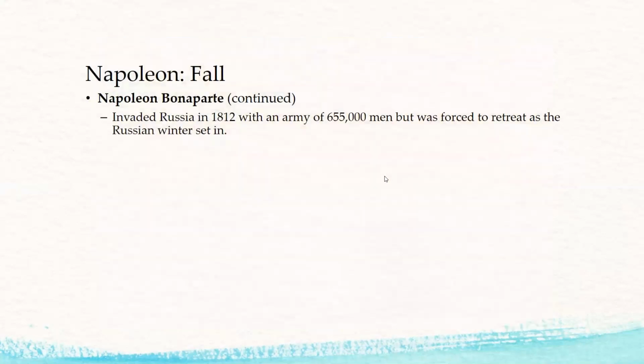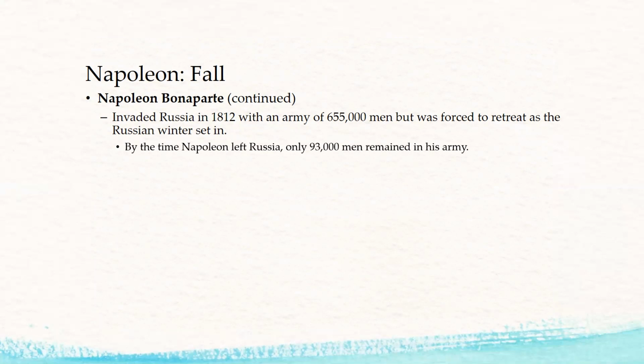So by the time Napoleon left Russia, only 93,000 men remained in his army. This is one of the most catastrophic defeats in military history. And again, none of this had to be done. Napoleon could have easily made peace with Russia if he'd wanted to, and relaxed his terms and decided that he did not have to force Great Britain to submit to him.